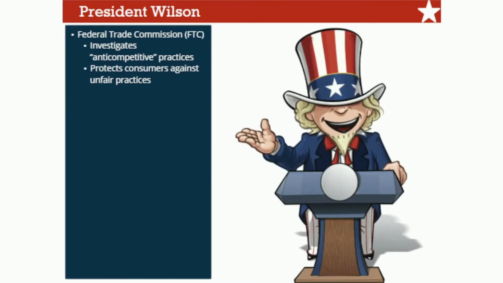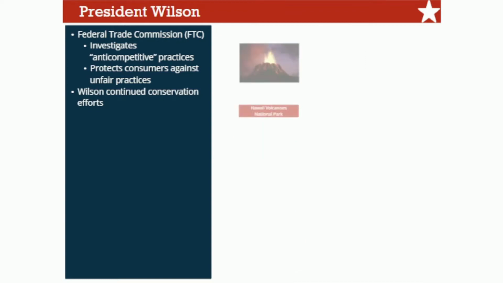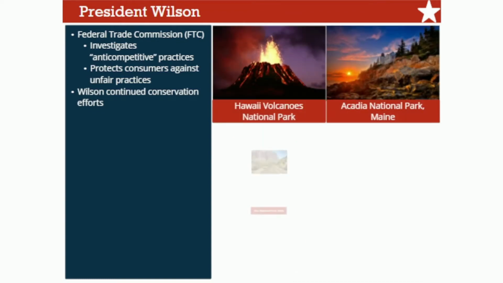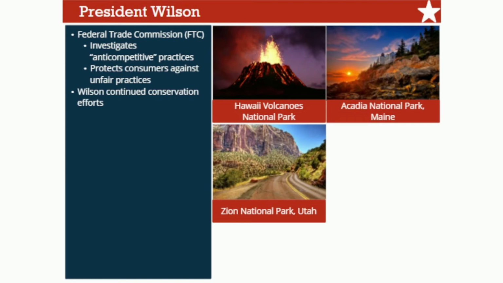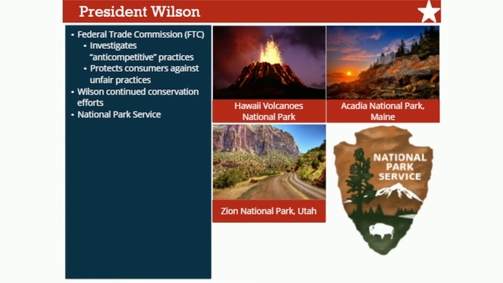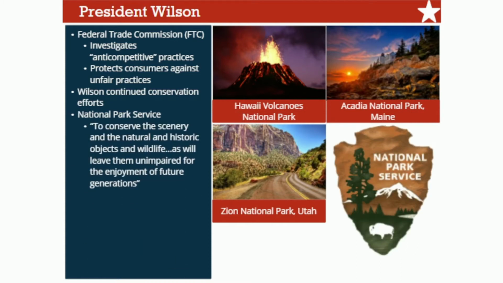In the area of conservation, President Wilson continued the preservation of public lands begun by his predecessors. Places as diverse as Hawaii Volcanoes, Acadia, and Zion all became national parks during Wilson's presidency. And in 1916, Wilson created the National Park Service, an independent government agency with a mission to conserve the scenery and the natural and historic objects and wildlife, as will leave them unimpaired for the enjoyment of future generations.